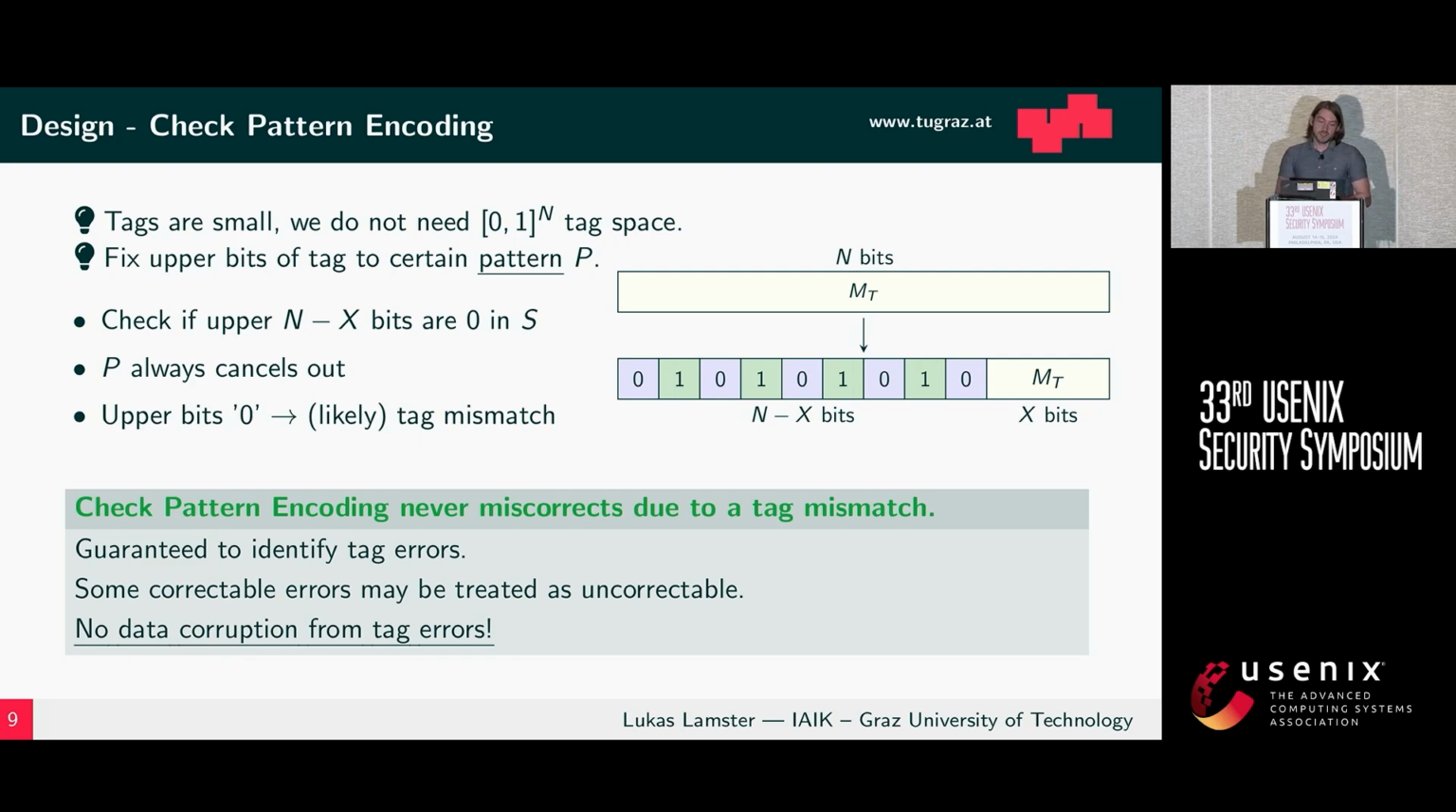In this case, we lose a bit of correction capability because it might happen that correctable errors map to an error that looks like a tag difference. In such a case, we treat this as uncorrectable because we can never correct tag differences. We have to abort error correction there and report it as a tag mismatch. So this is the check pattern encoding.